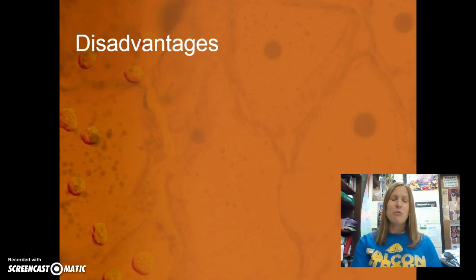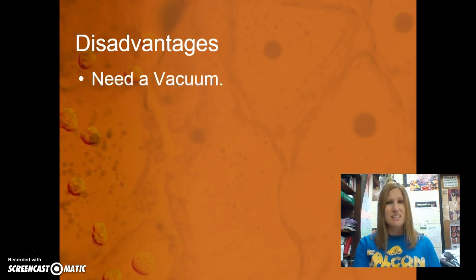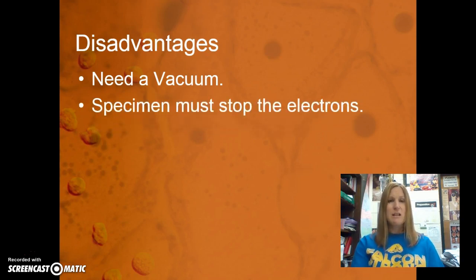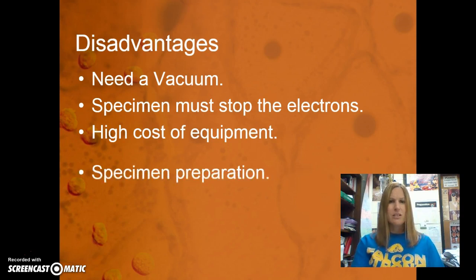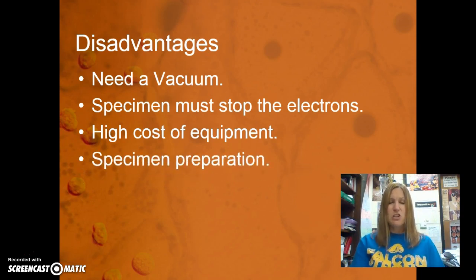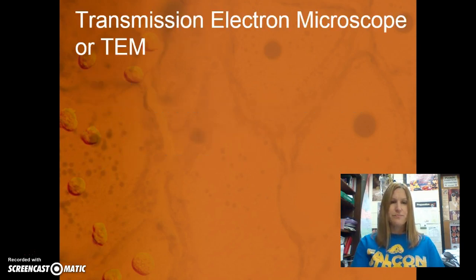Disadvantages of a TEM or any electron microscope. One, you need a vacuum, and I'm not talking about a Dyson, I'm talking about a vacuum in science. The specimen must stop the electrons, and there's the huge cost. These things are so expensive. We don't have one of these. And specimen preparation is another disadvantage.